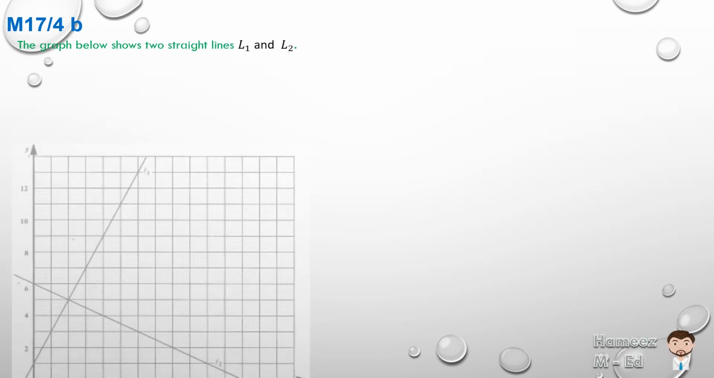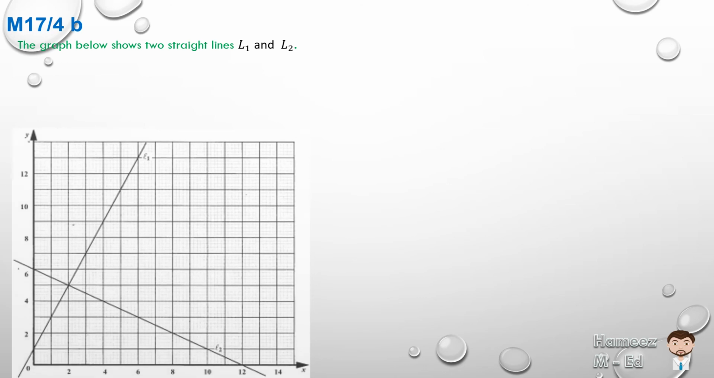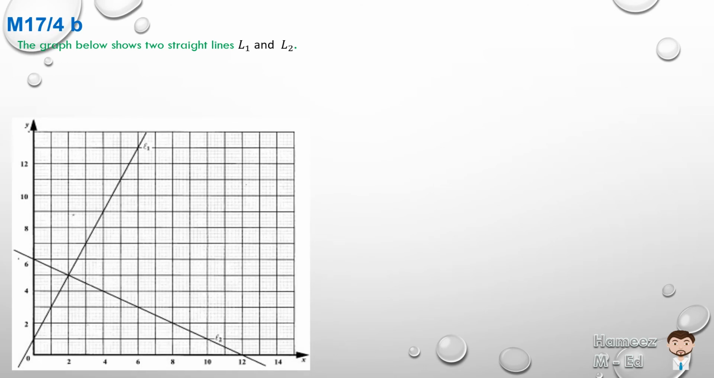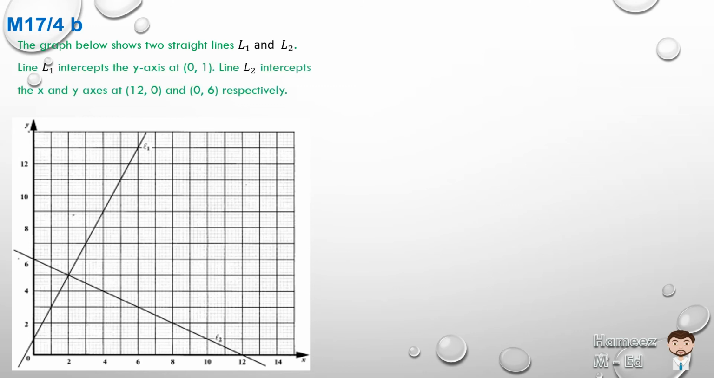May 2017, number 4b. The graph below shows two straight lines, L1 and L2. L1 is going upwards to the right, and L2 is sloping downwards to the right. Line L1 intercepts the y-axis at (0, 1), meaning the x value is 0 and the y value is 1. Line L2 intercepts the x and y axes at (12, 0) and (0, 6), respectively. And we can see all these things from the graph.